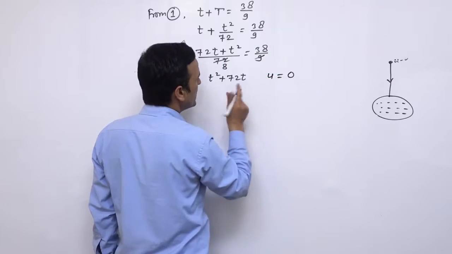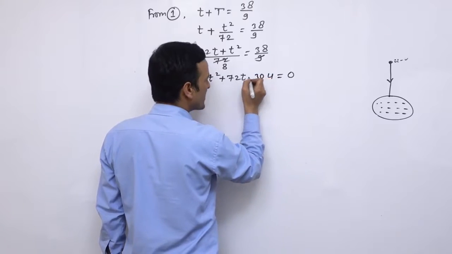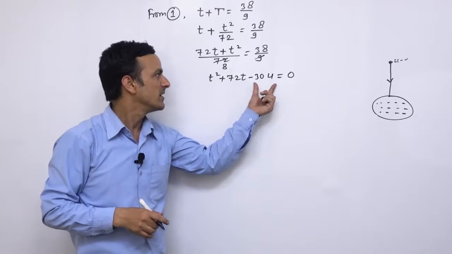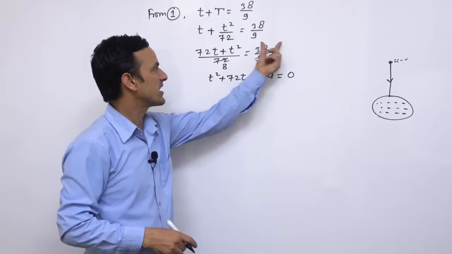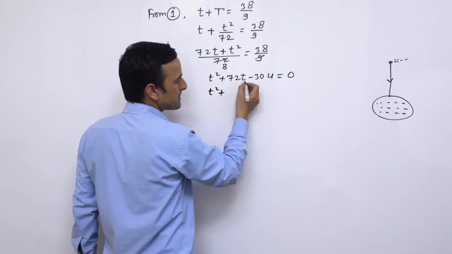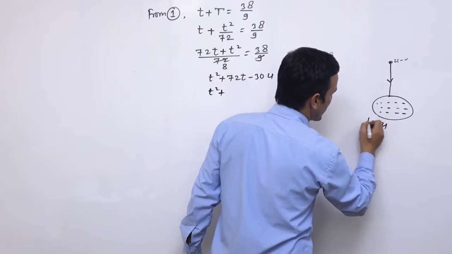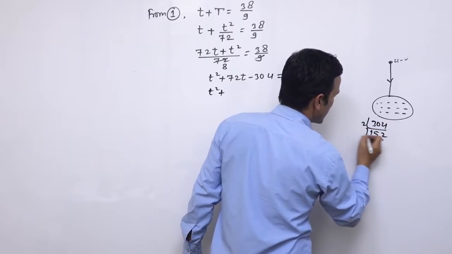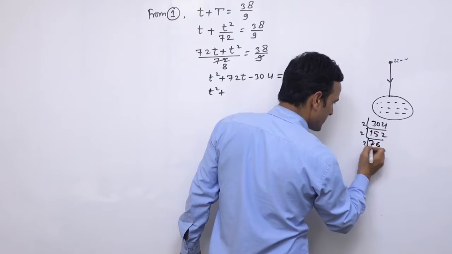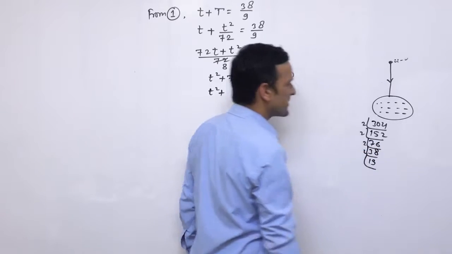8 times 38 is 304. If you take it to this side, then it will be minus. We cross multiplied and took the term to this side, so we will get this one. If you factorize this term, then it will be 304. So 2 times 152, 2 times 76, 2 times 38, 2 times 19, so 19 is a prime number.